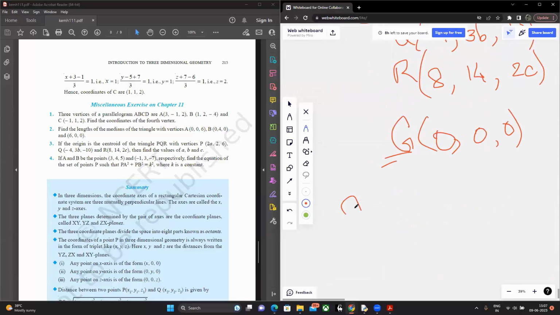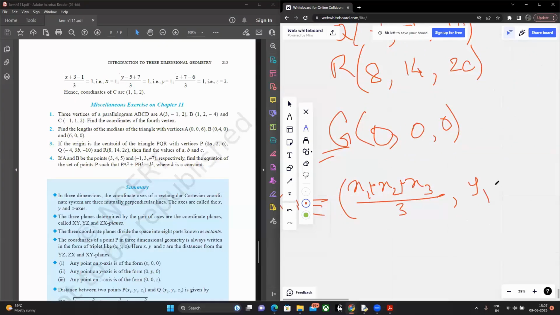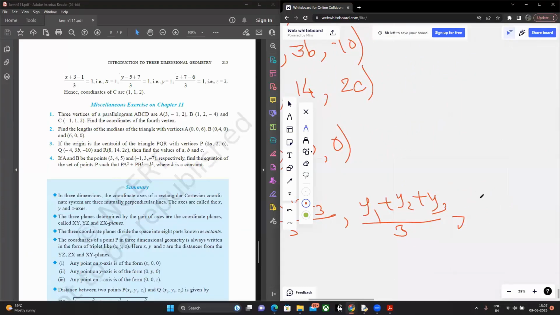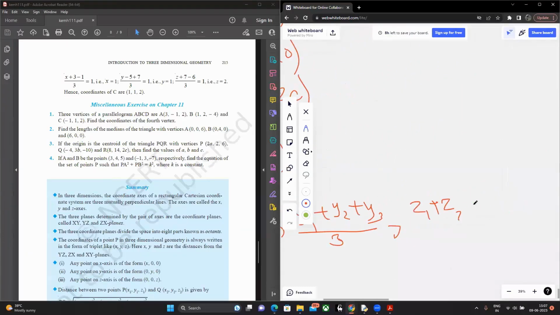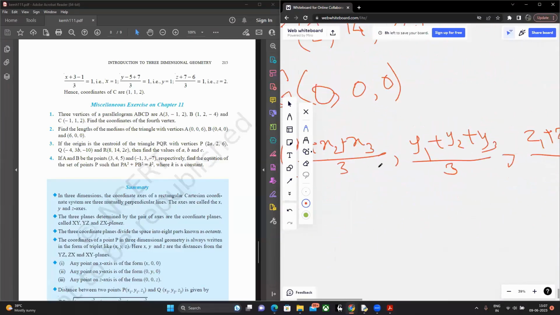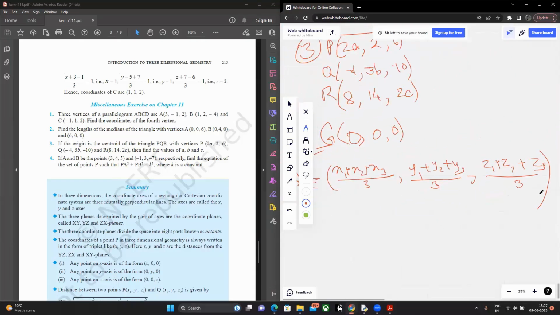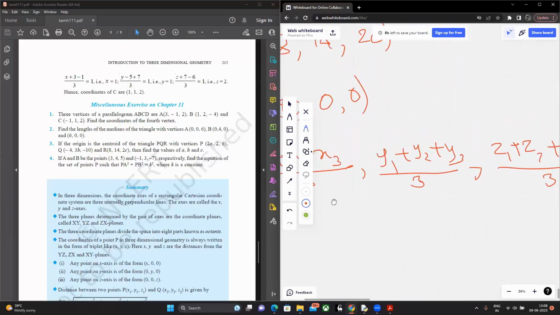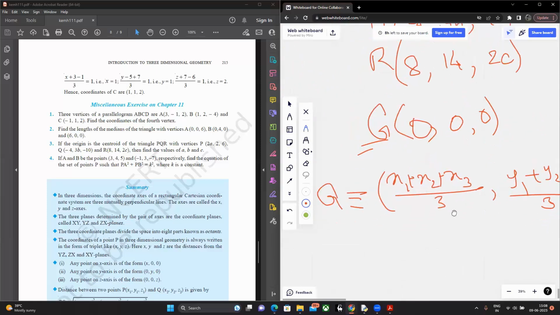We know that the centroid G is represented by ((x1 + x2 + x3)/3, (y1 + y2 + y3)/3, (z1 + z2 + z3)/3). So we have these 3 points and the formula for the centroid like this, which comes from the fact that the centroid is the meeting point of the 3 medians. So geometrically, you get this equation.